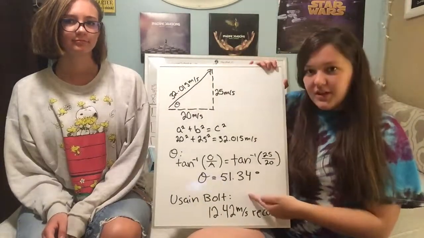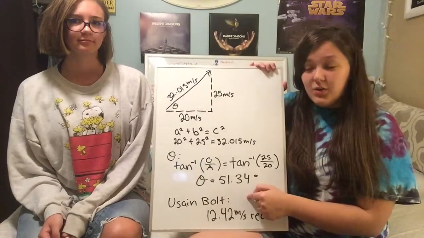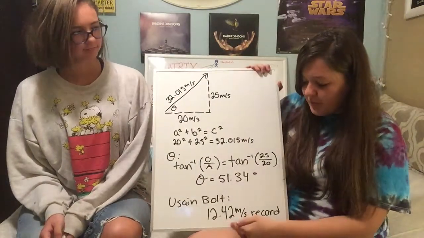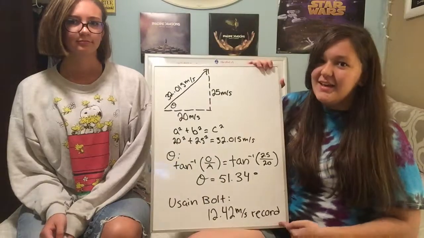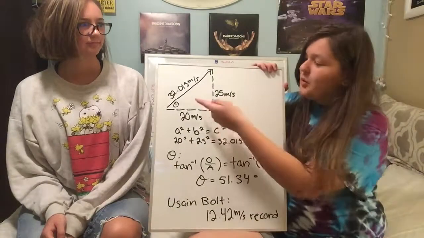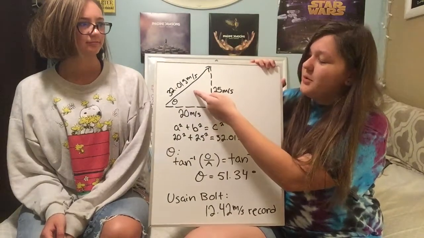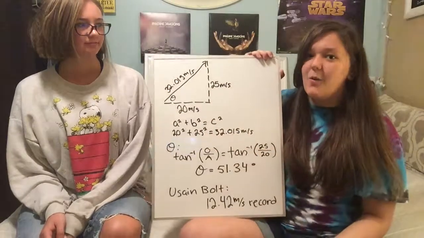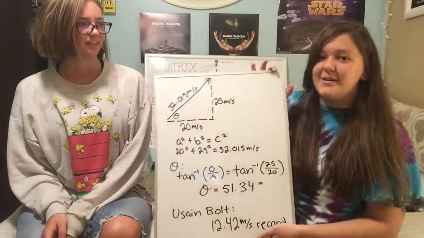Also, Usain Bolt, the fastest runner in the world, his record is 12.42 meters per second. And Morpheus just jumped 32.015 meters per second. So that's pretty insane. All right.